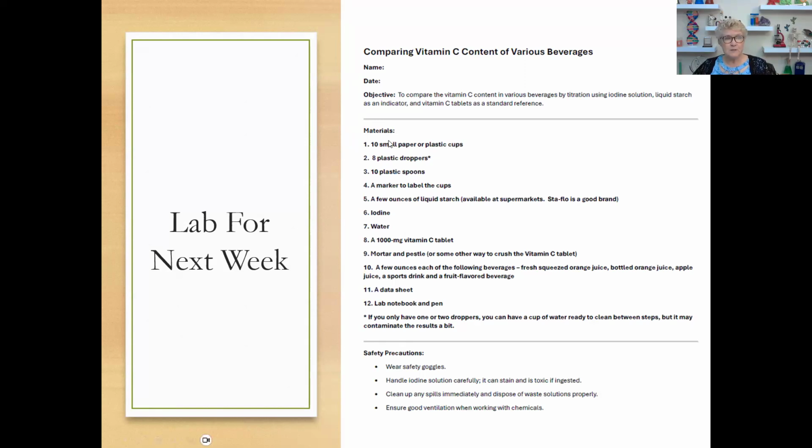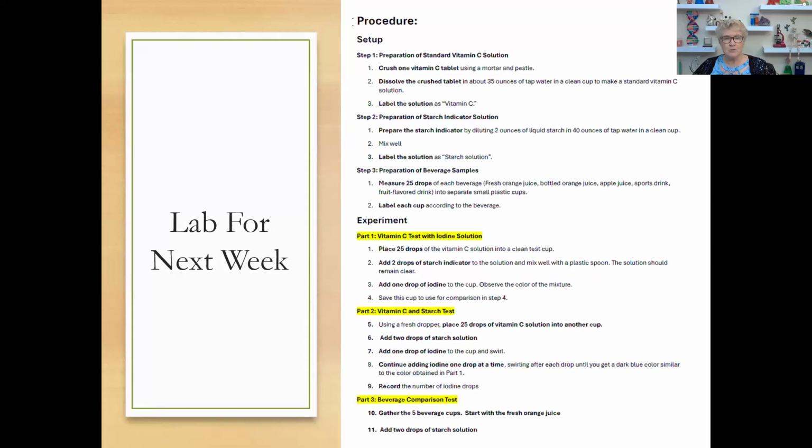Now, this is the list of supplies that you'll need right here. There's nothing really unusual that you have to order, but there might be something that you have to go to the store and buy. Like you might not have liquid starch, but you can get it at a supermarket. And the best brand to use is Stay-Flo. You might not have vitamin C tablets or these juices right here. But if you do, great. If you don't, you can get them. And I will send you this lab sheet. It'll have all of the instructions on it for what we will do together.